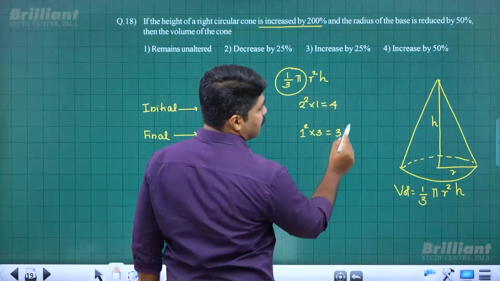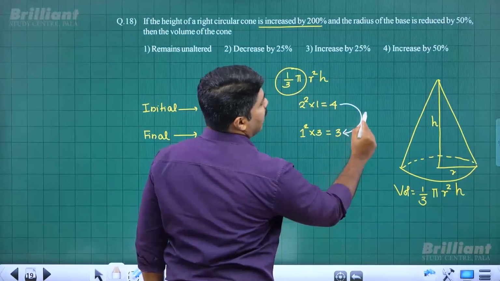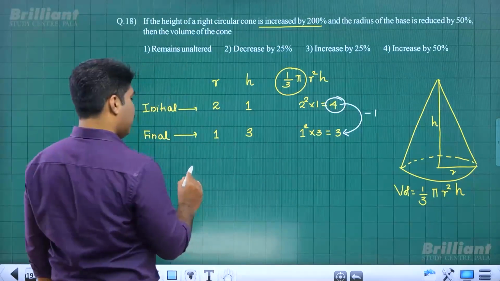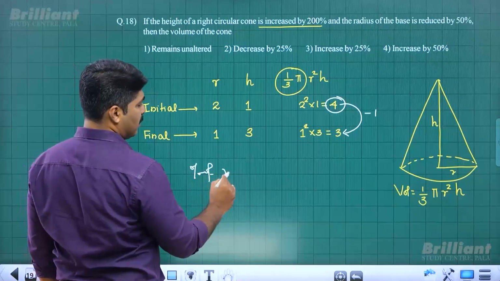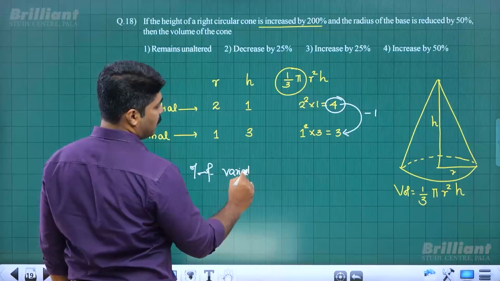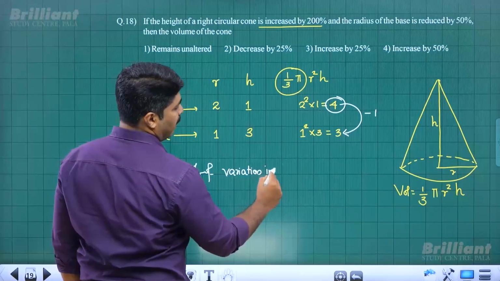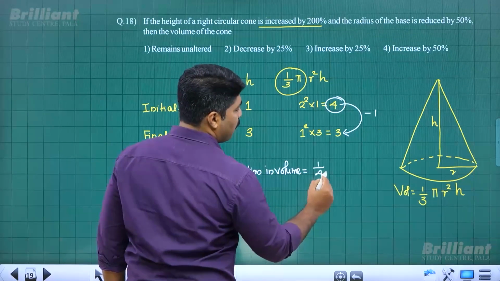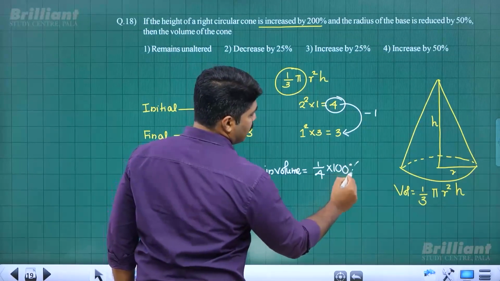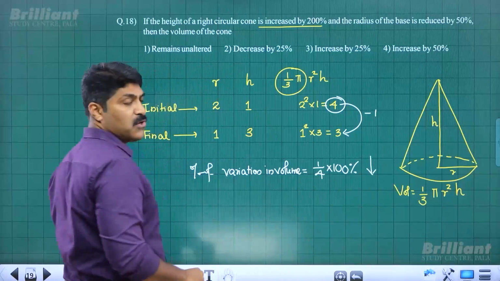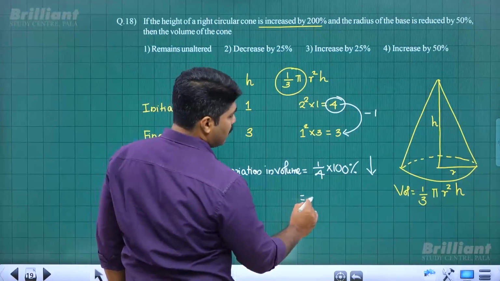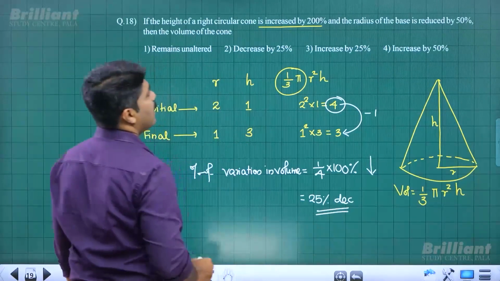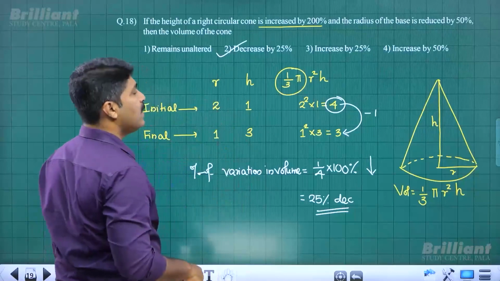This is the initial volume. This is the final volume. From here to here, what happened? There is a decrease of 1 out of 4. So therefore, the percentage of variation in volume is nothing but 1 by 4 into 100% decrease. So that much decrease here. What is 1 by 4 into 100% decrease? That is 25% decrease. So this is the conclusion here. So this is 25% decrease.